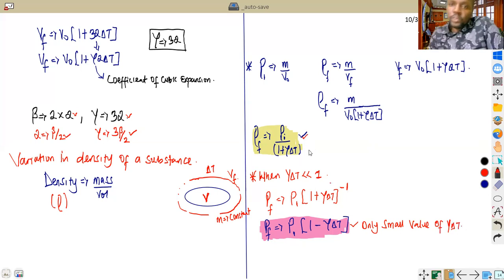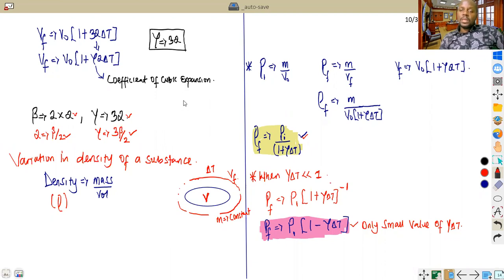So keep it in mind, because many times students will ask me, sir, in the previous solution, you used the first, and now you are using the second. The simple reason is the value of gamma delta T. When there's a change in density of a substance as a result of change in temperature, the formula we use is P final is P initial times 1 plus gamma change in temperature, or P final is P initial times 1 minus gamma change in temperature, depending on the value of gamma delta T. I hope you students understand this, and the important formulas which I have ticked are those you have to keep at the back of your mind in case of numerical questions.